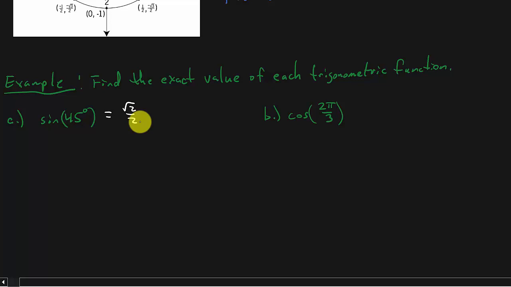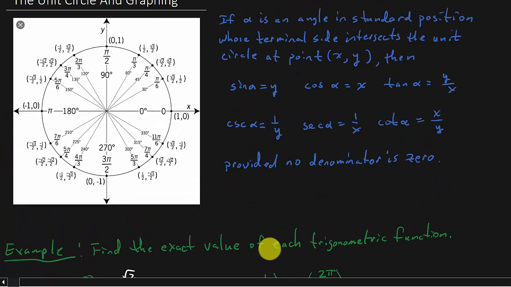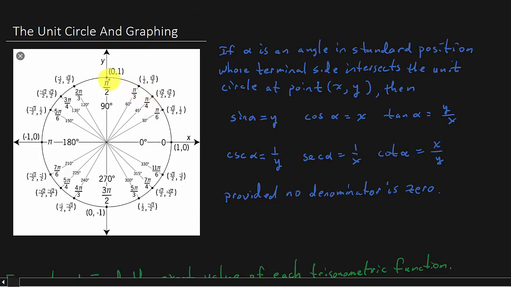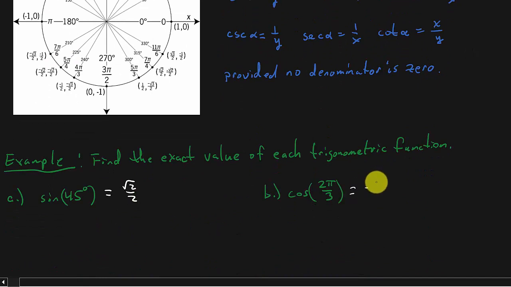Okay, the unit circle, that's easy, but it doesn't work for everything, and you'll see that later on in the trig class. All right, what about cosine of 2 pi over 3? Well, let's come around here. Here's 2 pi over 3. We're looking for cosine, and remember, cosine is the x coordinate, so it's what? Negative 1/2. And so this is equal to negative 1/2.